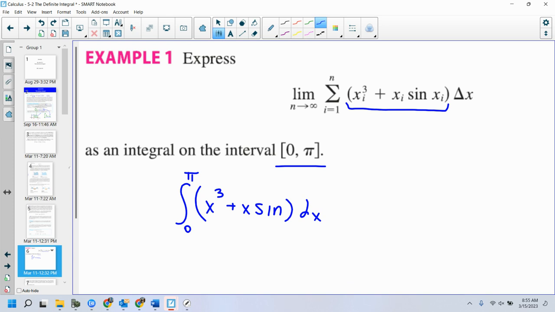Now, again, we don't know how to calculate that yet. That's what we'll learn in the coming sections, the end of this section and the rest of it. But for right now, this is all we know. Just how to write it as an integral. Okay.